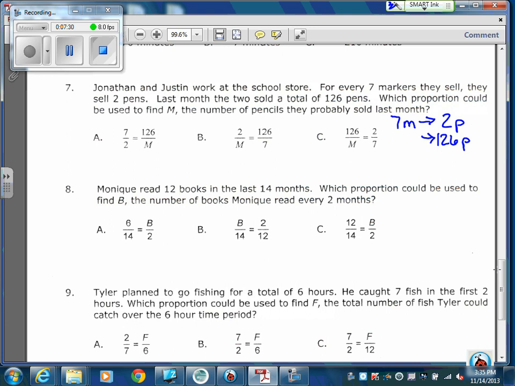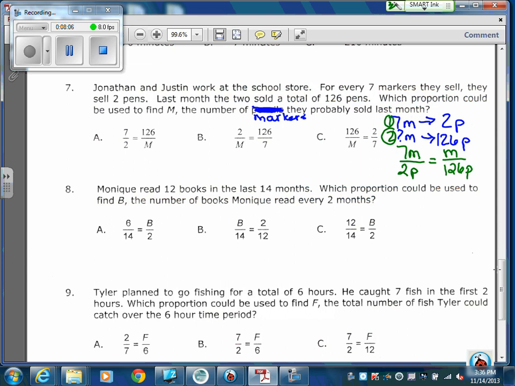How could they find the number of pencils? That's got to be a typo because we didn't talk about pencils. This must be markers. So what they're looking for is how many markers. Well, if I set this up as a ratio, here's my first ratio: 7 markers and 2 pens. I'm going to compare that to my second ratio of, I don't know how many markers, but I know 126 pens. Labeling is important. I need to make sure that pens are next to pens and markers next to markers.